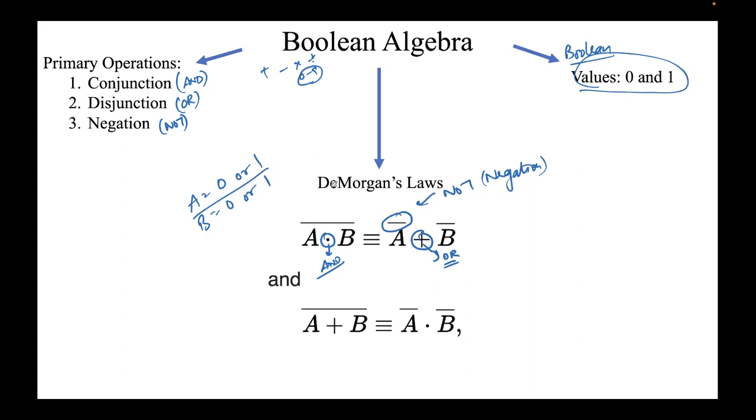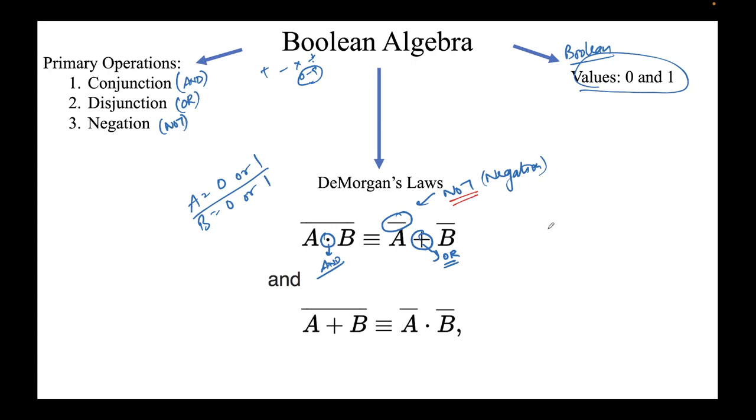So De Morgan's laws. De Morgan gave two laws. This is the first law. This is the second law. A can take any of the value 0 or 1, and B also can take either of these two values, 0 or 1. First I'll identify the symbols. This dot that you see is referred to as AND. This plus symbol is called OR. This bar is called NOT. These three are the primary operations: conjunction, also referred to as AND, disjunction, also referred to as OR, and negation, also referred to as NOT.